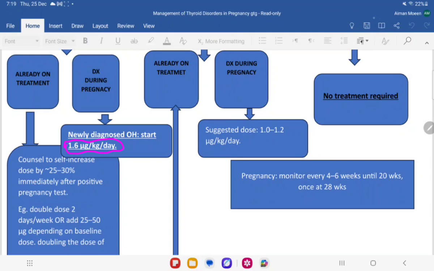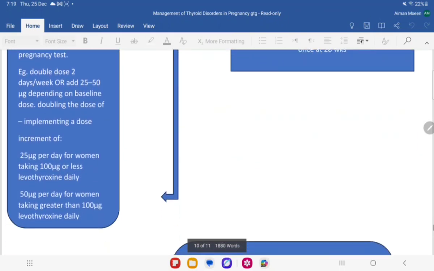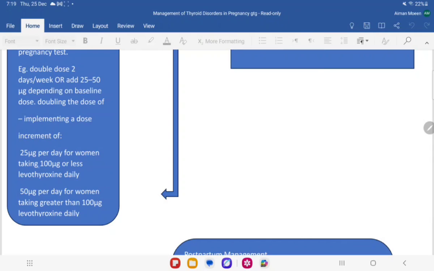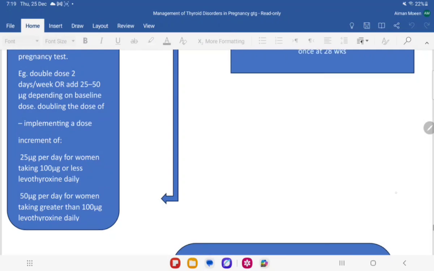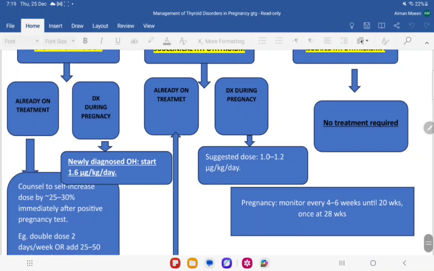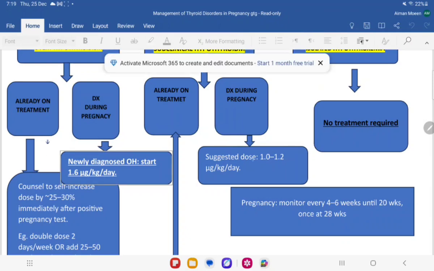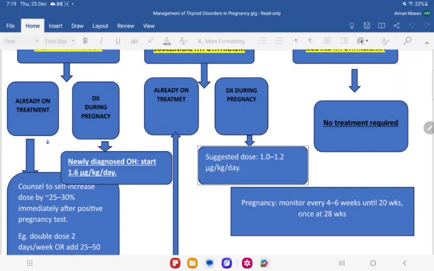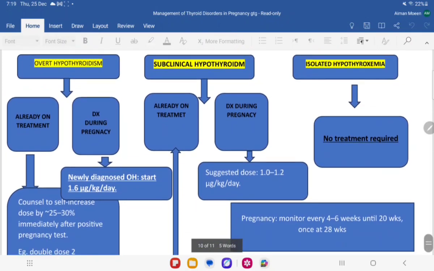This we have already discussed: 25 microgram if she is taking 100 or less, and 50 microgram if she is taking 100 or more. Same goes for the subclinical. If she is already on treatment, you need to increase the dose, but if diagnosed during the pregnancy, you can see the difference in the dosage here, 1.6 and here 1.1 to 1.2 microgram per kg per day. Isolated hypothyroxinemia, no treatment is required.